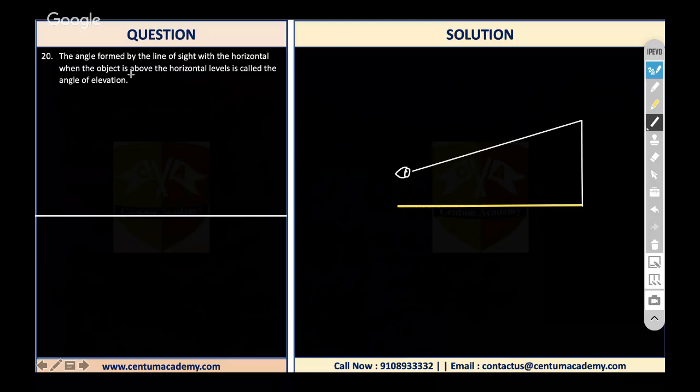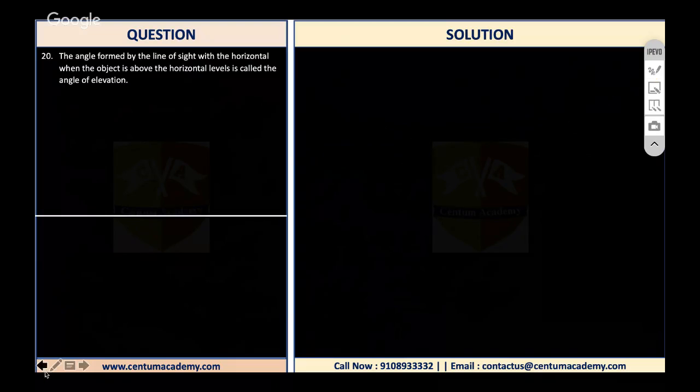Okay, so the angle formed by the line of sight with the horizontal when the object is above the horizontal level is called the angle of elevation. This is the next slide actually. Wait a minute, I'll go back to the previous slide.